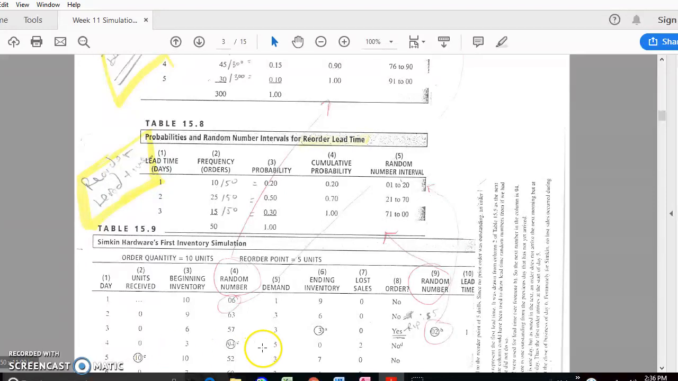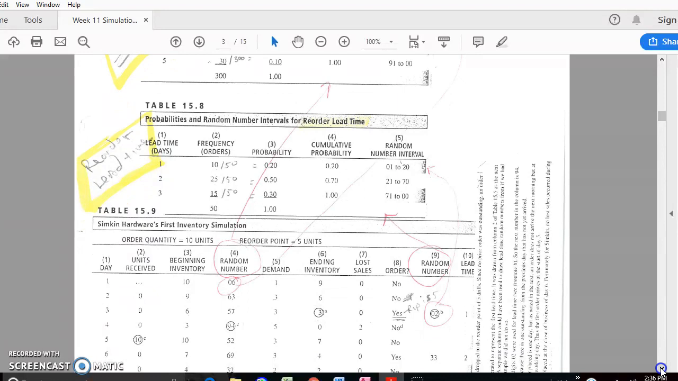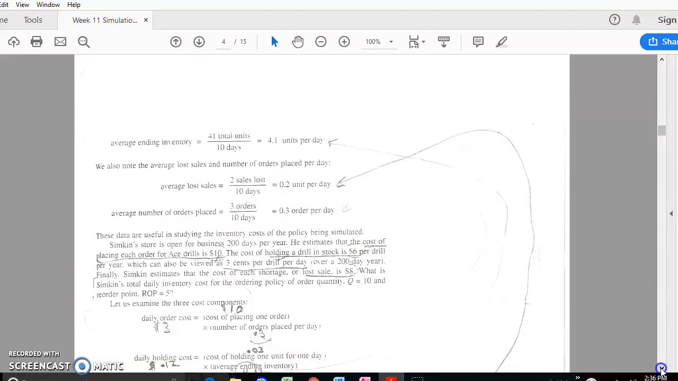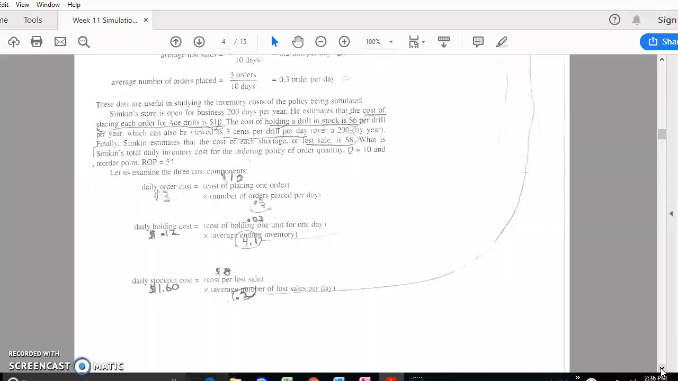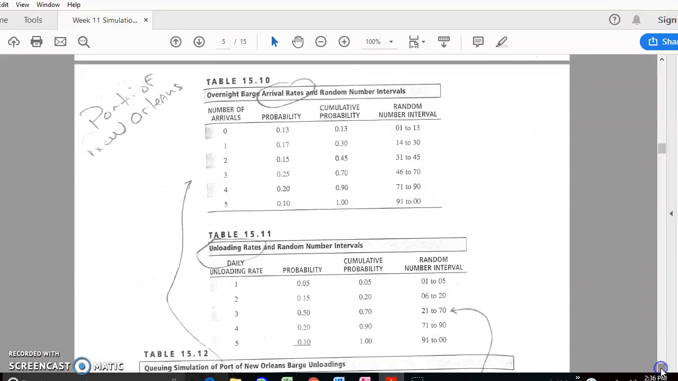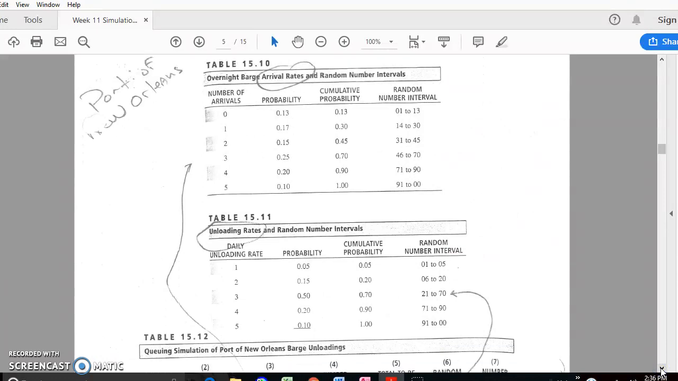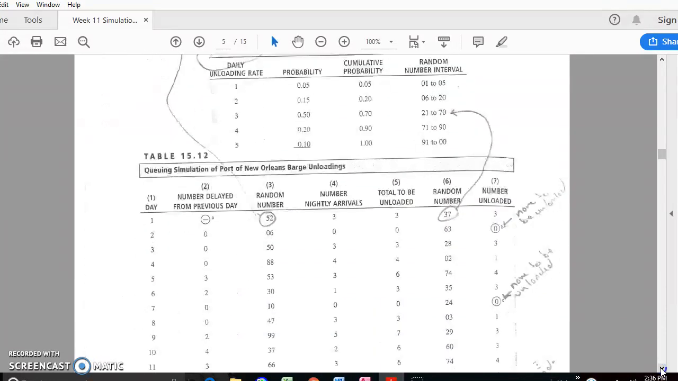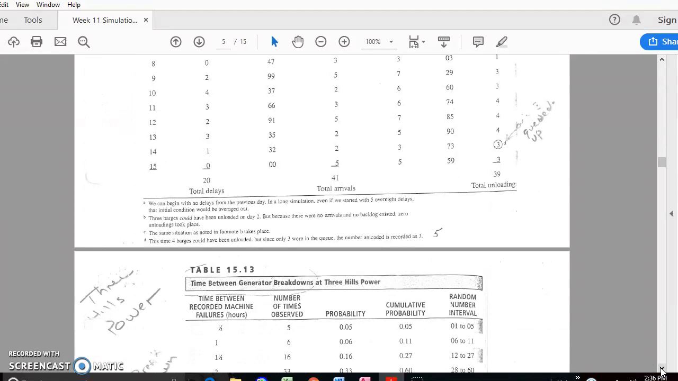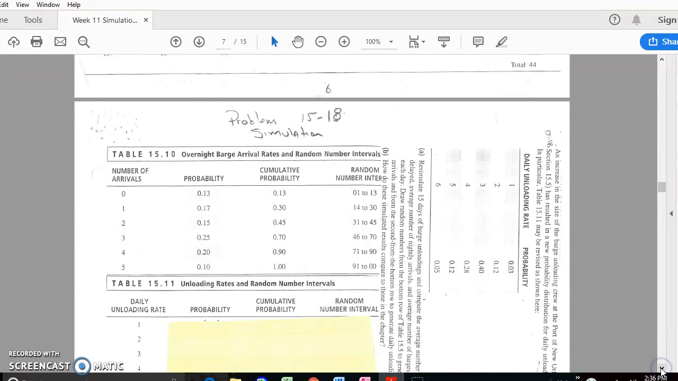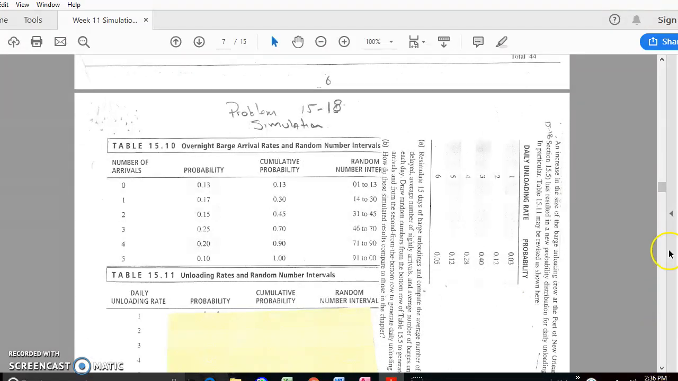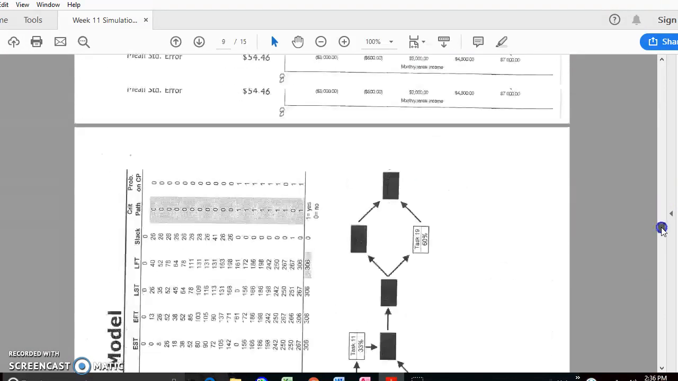But that's generally the process that we use to do a 2 distribution simulation. Now going down, there's a cost analysis that can be done, and that's pretty straightforward. I won't spend a lot of time there. New Orleans has another example, and we could go through that, but the theory and process is the same. And so that's kind of an overview of the overall simulation.